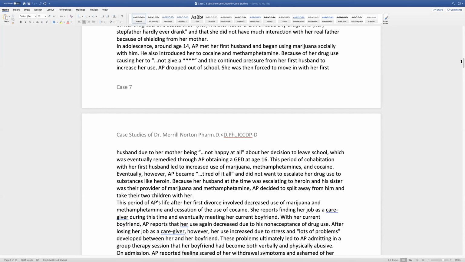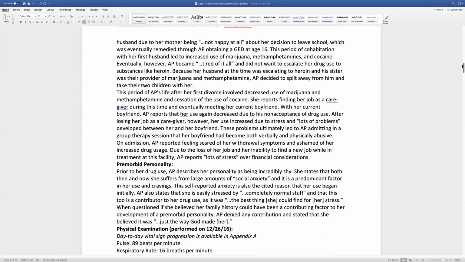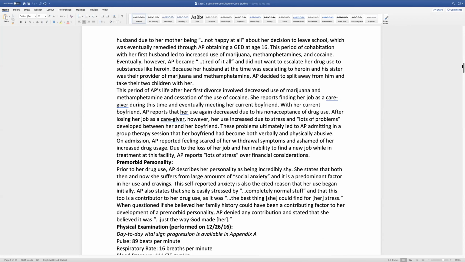The period of cohabitation with her first husband led to increased use of marijuana, methamphetamines, and cocaine. Eventually, AP became tired of it and did not want to escalate her drug use to substances like heroin. Because her husband at the time was escalating to heroin and his sister was the provider of marijuana, AP decided to split away from him and take their 2 children with her. That period of life, after the first divorce, involved decreased use of marijuana and methamphetamine, and cessation of cocaine.